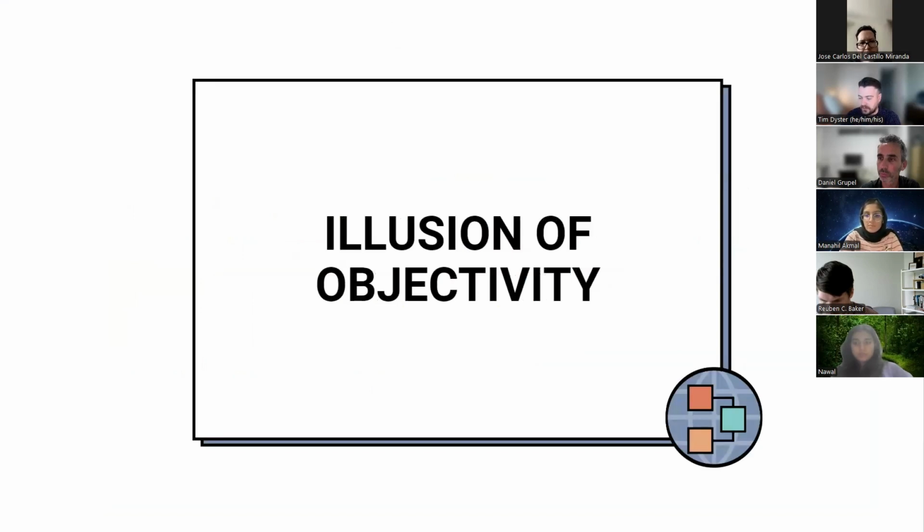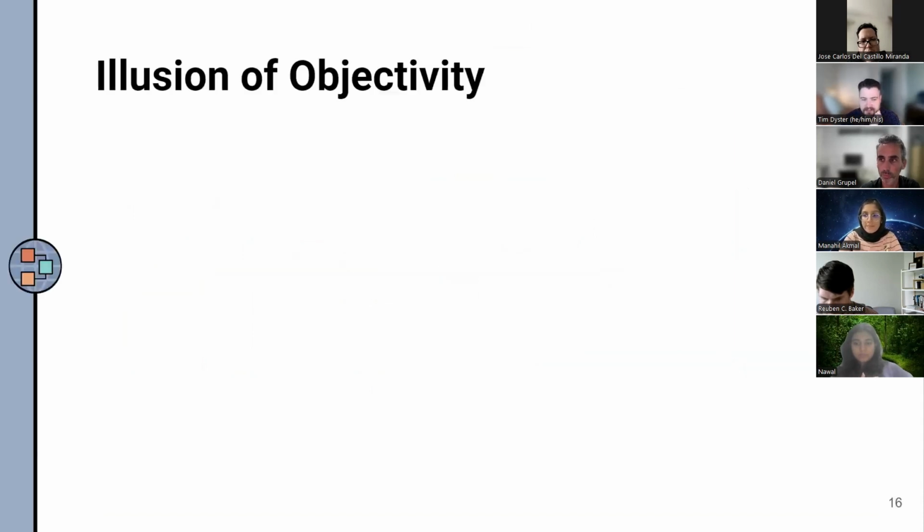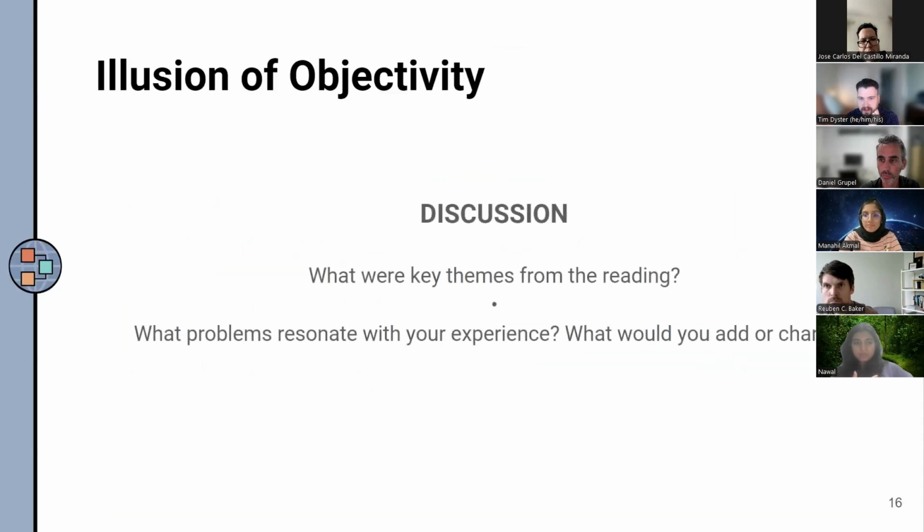Unless there's a pressing thought, let's transition into the second reading, which is also a really interesting thought piece on ideas relevant to learner assessment. This paper was on the illusion of objectivity. And so I wanted to ask, to open this discussion, what we thought the key takeaways from this reading were, and what about it resonated with your experience or did not.